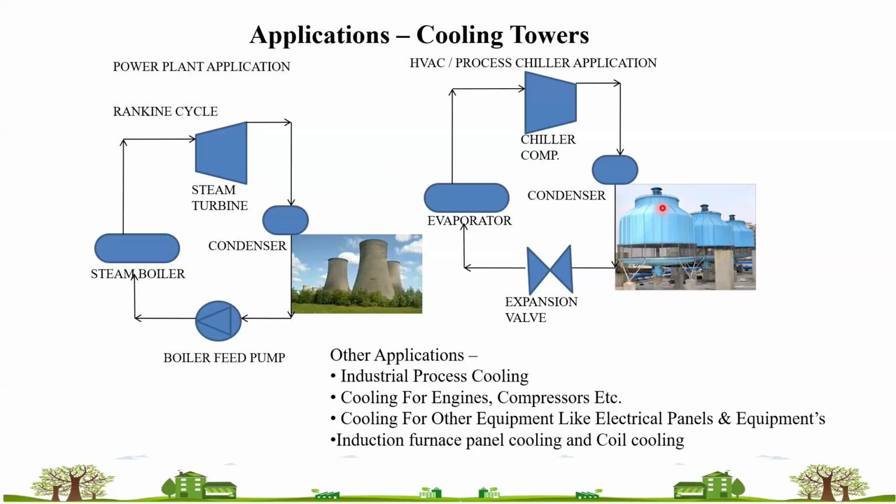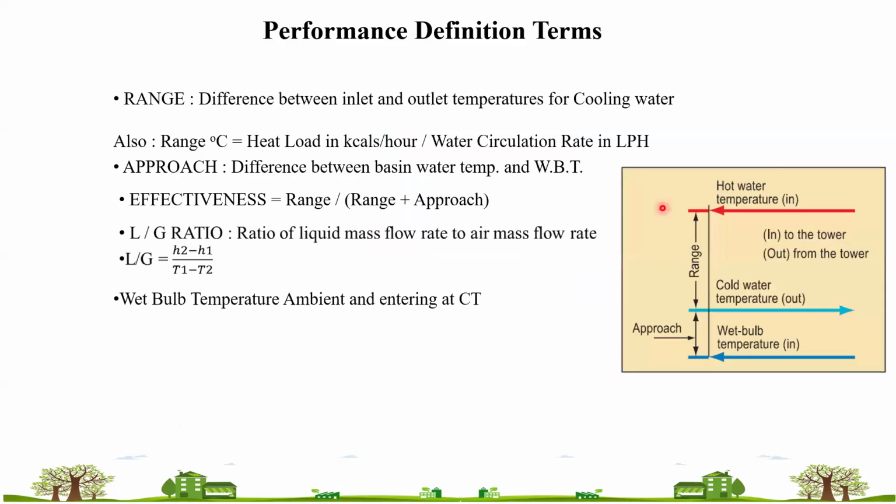So from the calculation of L by G, what are we expecting? What parameters affect the effectiveness of the cooling tower? If your cooling tower is performing at only 50%, why is it affected? If your liquid is on the higher side and your gas is on the lower side, that is the phenomenon.